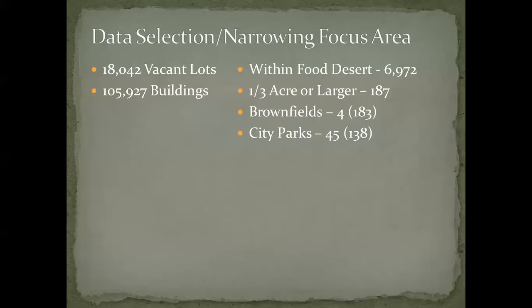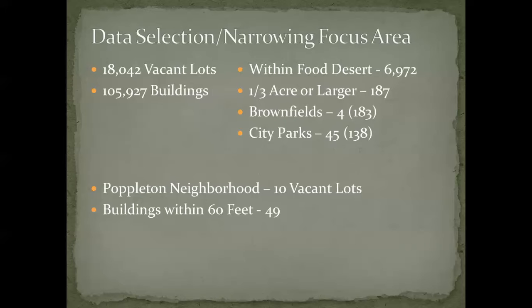Shawn and I looked at all the neighborhoods within Baltimore City and selected the neighborhood with the highest amount of vacant lots. That turned out to be the Poppleton neighborhood, which had 10 vacant lots. Now, to select only the buildings that we need to work with, we ran a buffer around each one of the vacant lots, and that buffer was for 60 feet, which selected a total of 49 buildings.